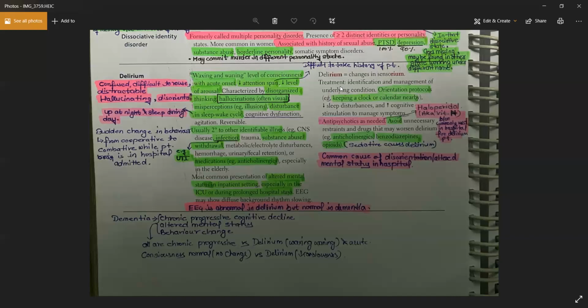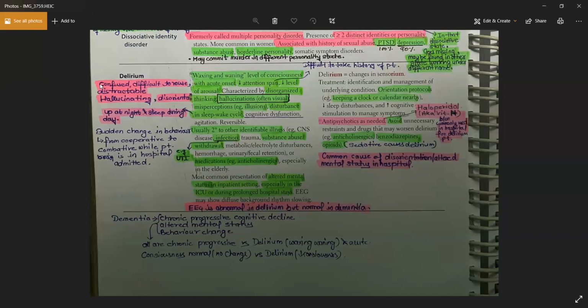Whenever you get a patient with delirium in the hospital, you always need to check the orientation. You will keep a clock or a calendar nearby. You will always ask them about their name, place, and time, right? In the treatment, you will decrease the sleep disturbances and increase the cognitive stimulation. And please note, you will need antipsychotic therapy to control the delirium, and you use haloperidol for that. That's why haloperidol is also known as vitamin H.